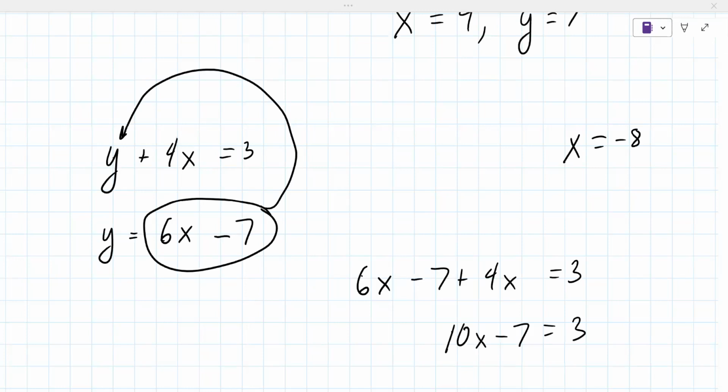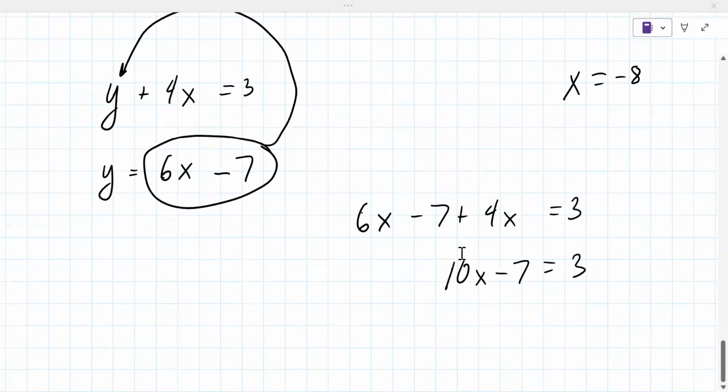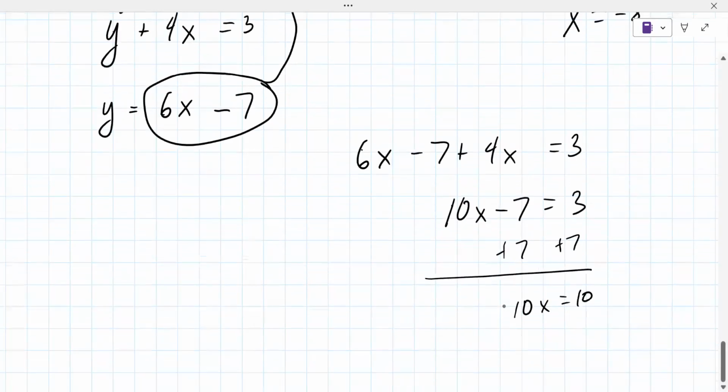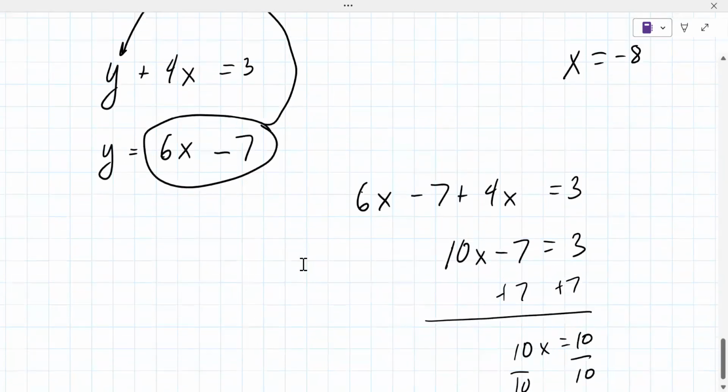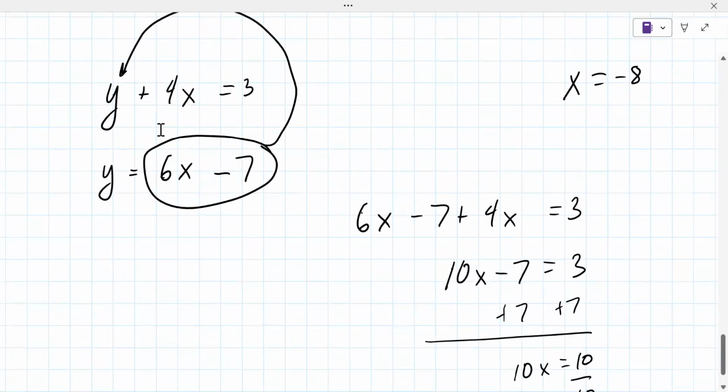Equals 1. Yeah, x equals 1. You said -8 though, so how did you come up with -8? Well, I was thinking that I should add 7 plus 4. Like that. So you divide by 10 and x equals 1. Now, which equation are we going to use to solve for y? The first one or the second one? Which equation?